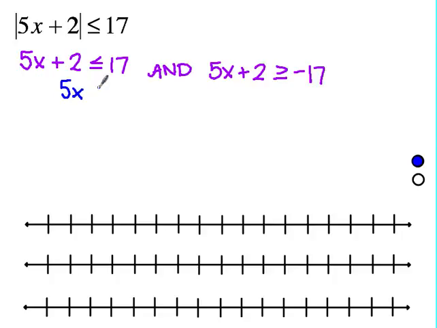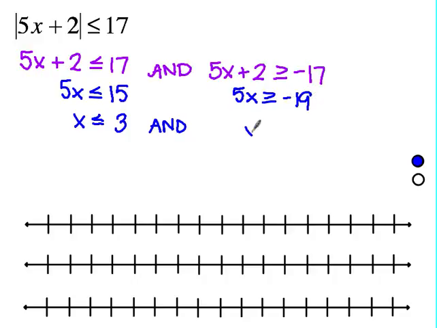So what is 5x less than or equal to? 15. Yep. So what is x less than or equal to? 3. Okay. So what do I get here? Greater than or equal to -19. Yep. So x is greater than or equal to -19/5, which, just for your own information, is -3 4/5. So see, it's okay to get fractions. You're probably not going to get whole numbers the whole time. That doesn't mean you've done it wrong.